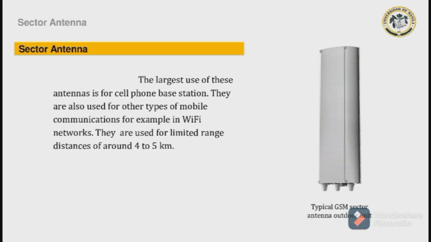The largest use of these antennas is for cell phone base stations. They are also used for other types of mobile communications. For example, in Wi-Fi networks, they are used for limited range, a distance of around 4 to 5 kilometers.